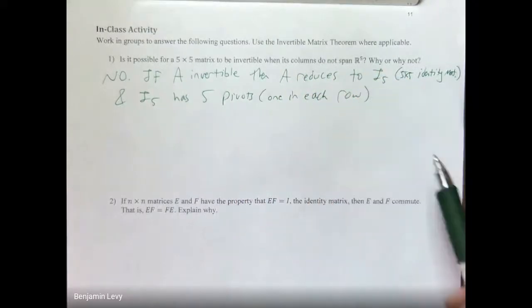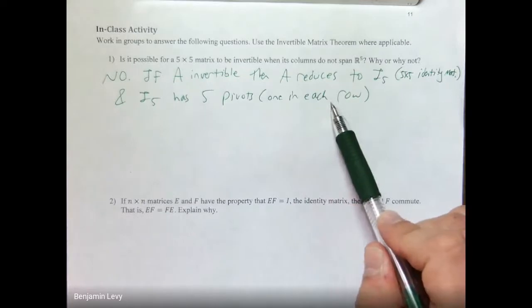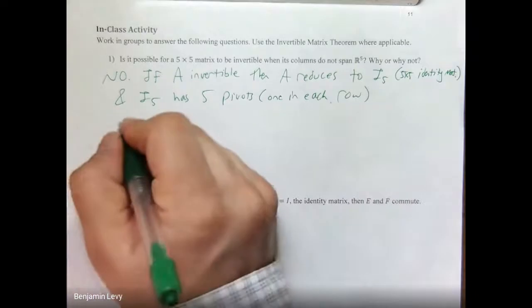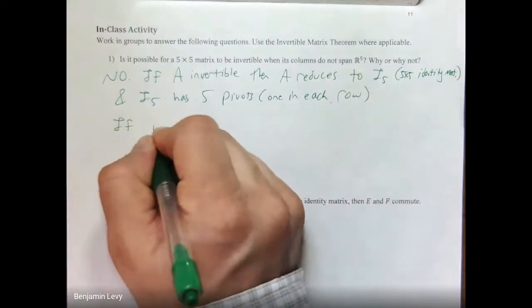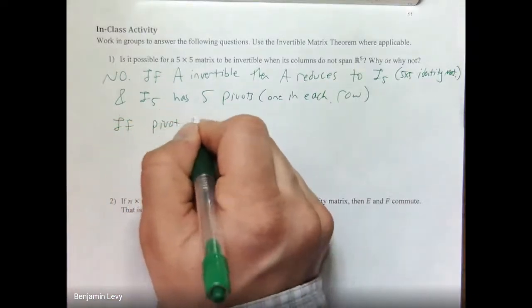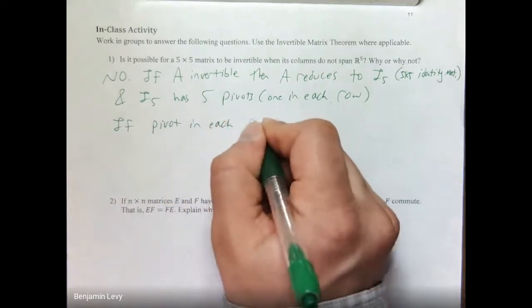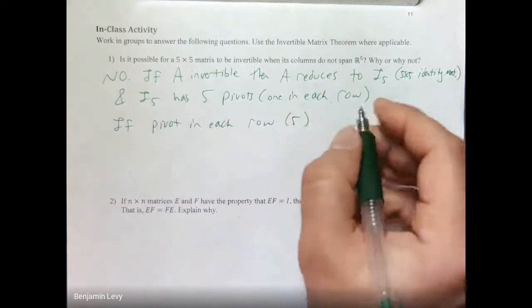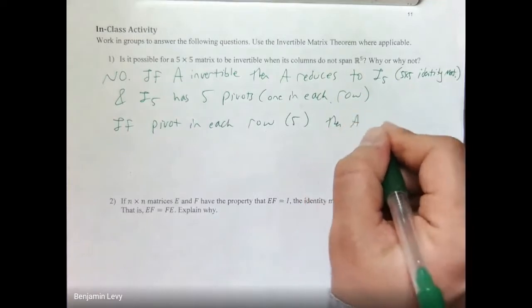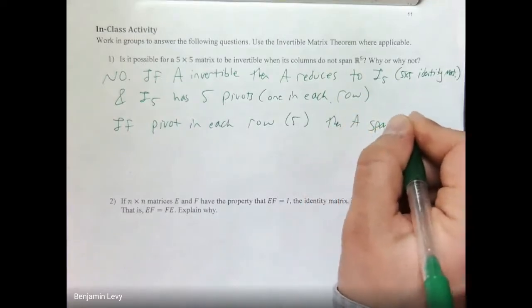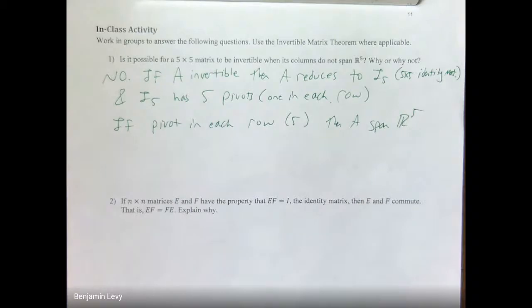But the row part's important because if we know we have a pivot in every row, by definition, that means it spans Rn. And so it does span R5 again because we have a pivot in every row. So if we have a pivot in each row, 5 of them, then that means A must span R5. And so, the theorem gave us the answer right away, but tying the things together is kind of the important part behind this theorem and this process.